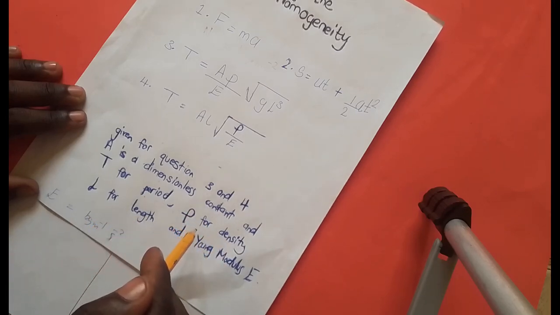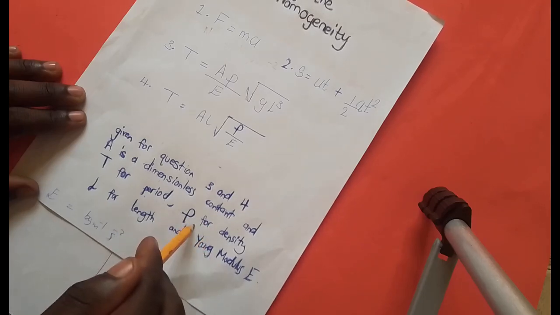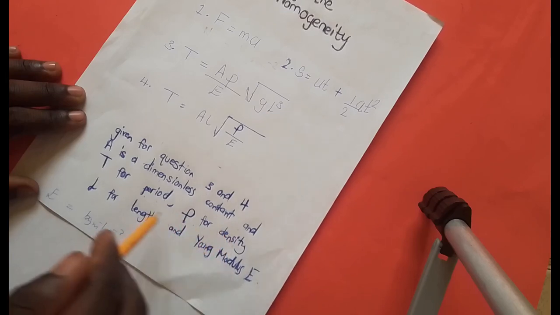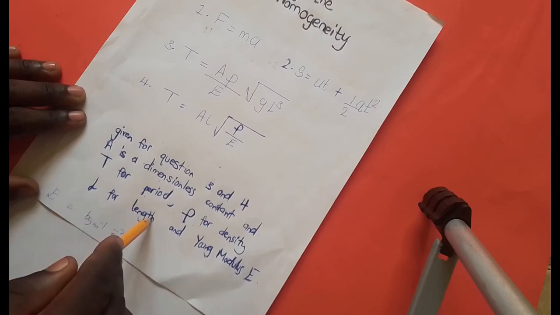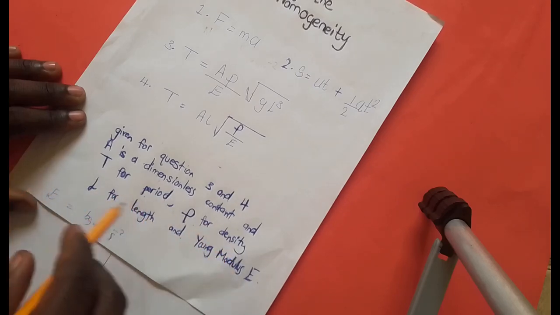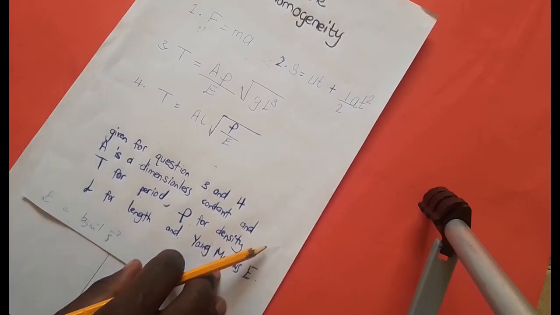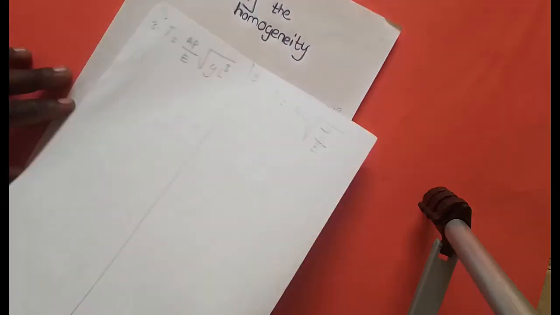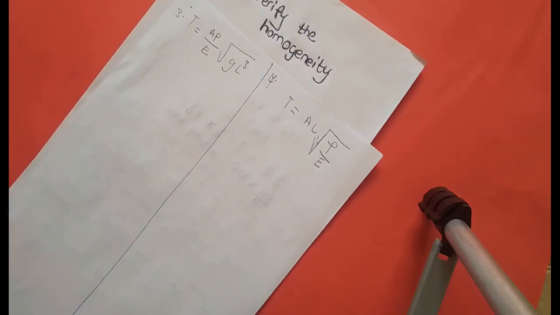Rho for density, the unit for rho is kg per cubic meter. And L for length, the unit for length is m. And the Young modulus E, the unit for Young modulus E is kg per meter per square second. So let's start proving the homogeneity of these equations. Let's start with question 3.